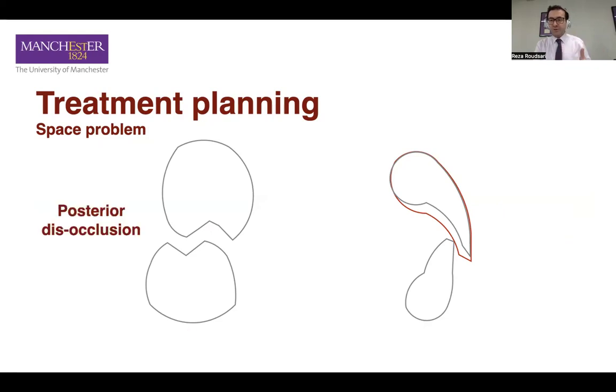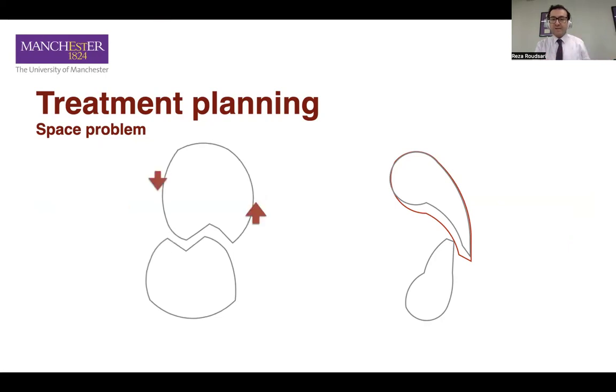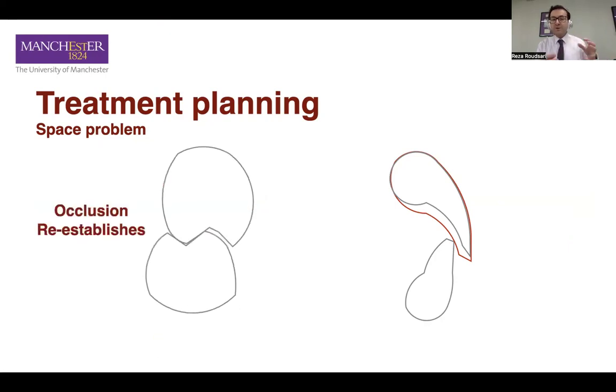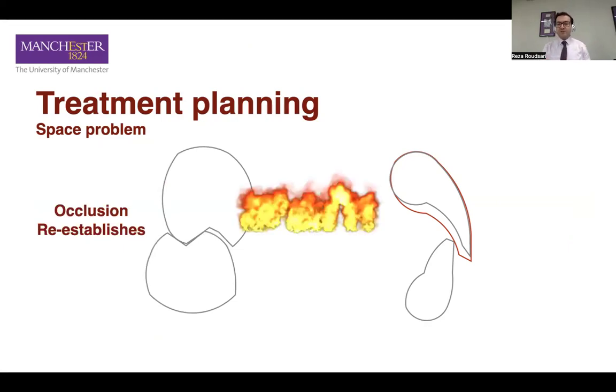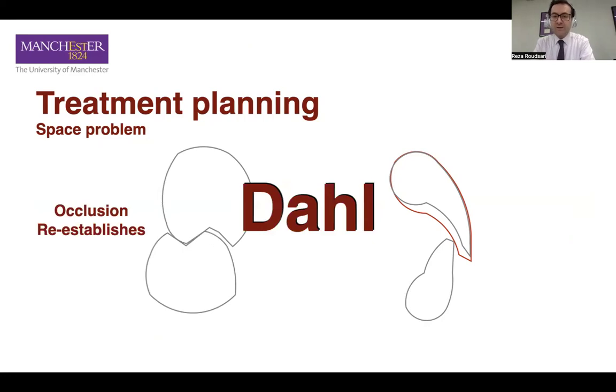But so when you get posterior disocclusion, in the same way that you had dental-alveolar compensation in the anterior, you will get exactly the same in the back over time, and your occlusion will reestablish. And this was a concept which was initially described by Dahl et al. in the 1970s. So whenever we're talking about Dahl, we're talking about only a select number of teeth which are affected, very typically your upper anterior teeth.